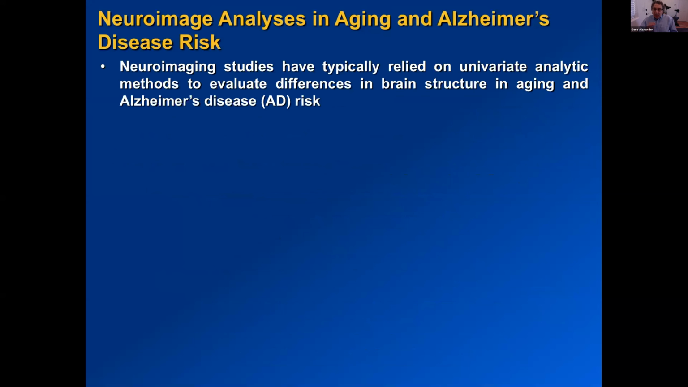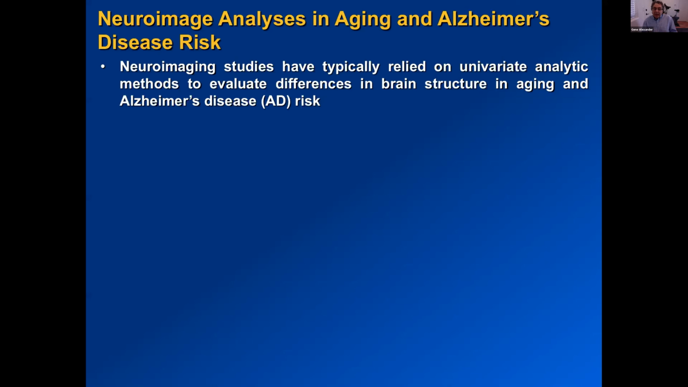In terms of how we approach image analysis in Alzheimer's disease and aging, typically we rely on univariate analytic methods that help us evaluate individual regional differences in brain structure in the context of aging or Alzheimer's disease risk. Although these are valuable techniques that tell us how these brain regions differ, they may not be as powerful as other techniques for detecting more subtle effects if we have to apply multiple comparison corrections over many voxels, vertices, or regions of interest.